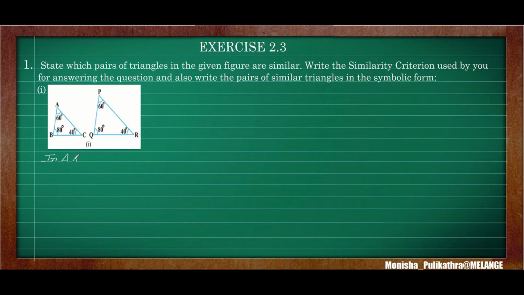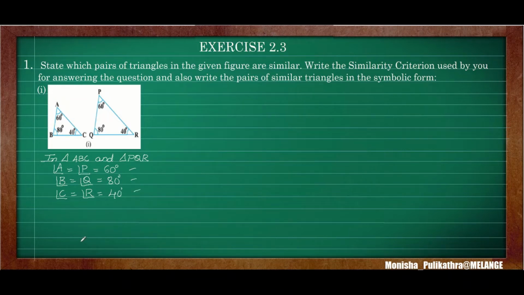Here two triangles are given, triangle ABC and triangle PQR. We need to compare these two. Here you can see angle A is equal to angle P, because both are 60 degrees. Next, angle B is equal to angle Q, again both are 80 degrees. Next, angle C is equal to angle R, since both are 40 degrees.